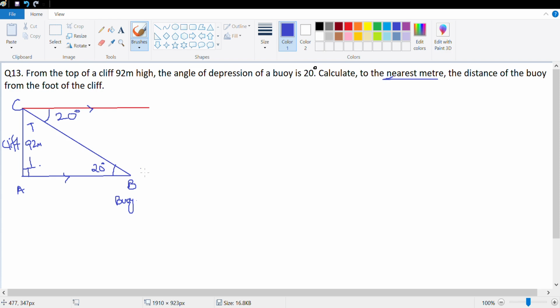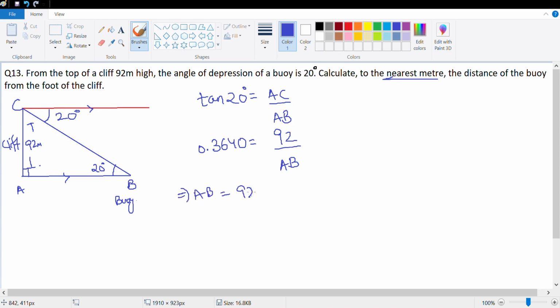Perfect. So again I have a tan function, which means tan 20 degrees is equal to AC upon AB. Tan 20 degrees in this case is 0.3640, equal to AC, which is 92, and AB is what we need to calculate, which means AB would be equal to 92 upon 0.3640. Now this is a very complicated calculation.